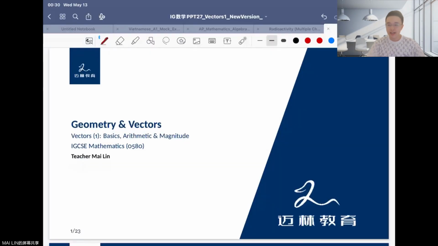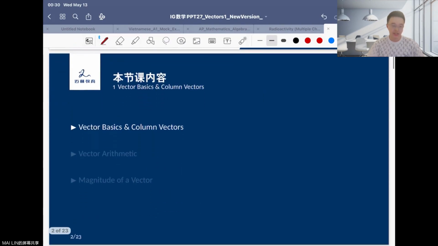Okay, hello guys. Today we are talking about the geometry and the vectors part, okay? So let's move into the first part about the vector basics and the column vectors, okay?